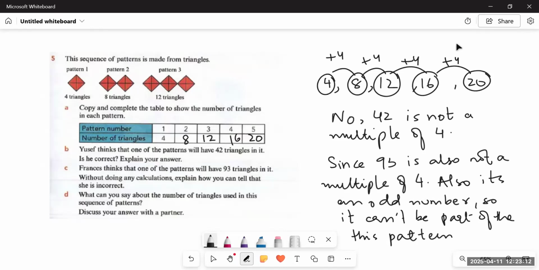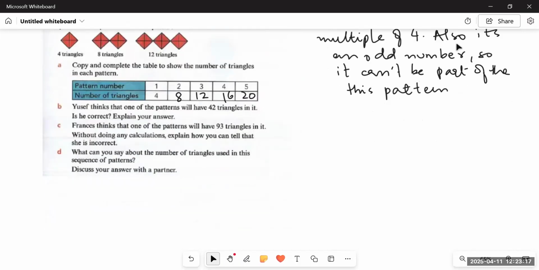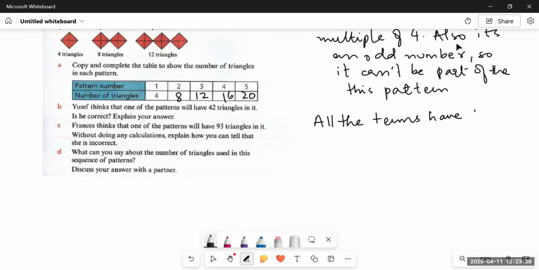Next, we have part D, which asks what you can say about the number of triangles used in this sequence of patterns. So all the terms are multiples of 4. That's it.